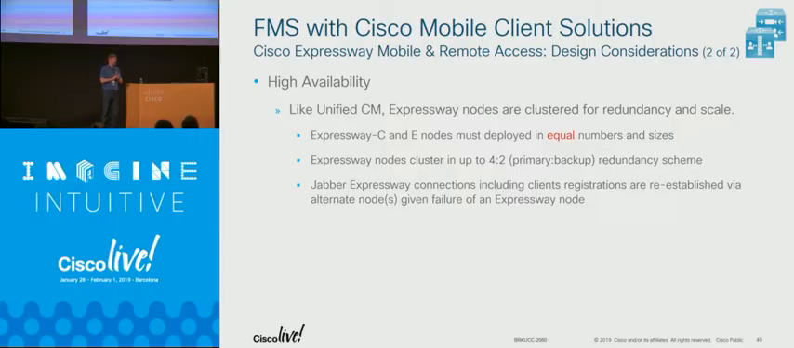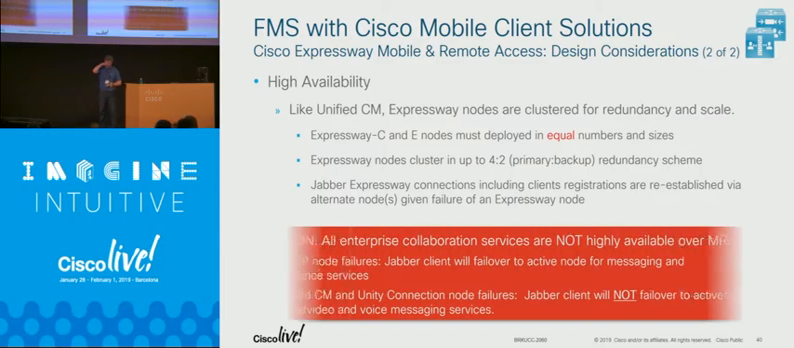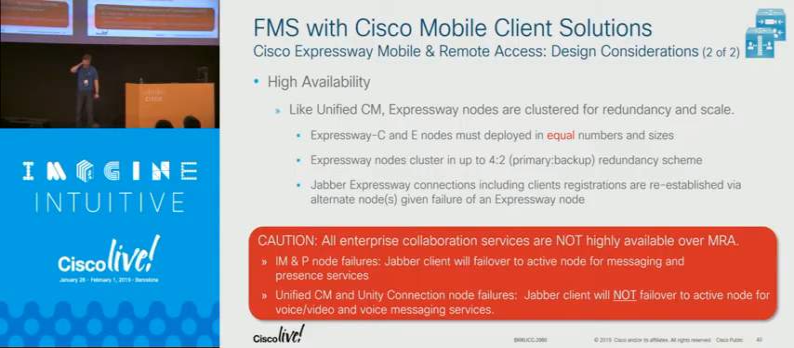Our Jabber connections over MRA and over those Expressways are going to get reestablished automatically. If I lose an Expressway E or a C, I can route around those with my clients. But there are some things that we need to understand in terms of that capability, in terms of redundancy. So we have the ability for IM and presence capabilities over MRA to be able to fail over when we lose an IM and P server in the background. We can fail over to a backup IM and P server.